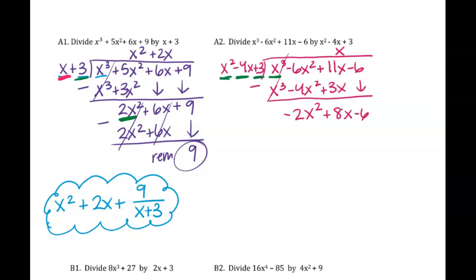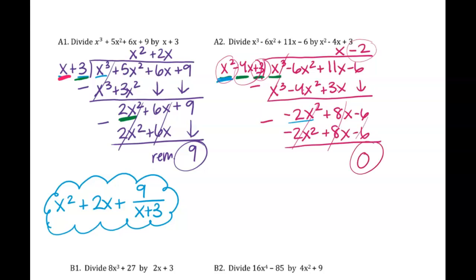So now we want to know x squared times what equals negative 2x squared. And that's going to be negative 2. So we'll put a negative 2 up here. So x squared times negative 2 is negative 2x squared. Negative 4x times negative 2 is a positive 8x. And 3 times negative 2 is negative 6. If we subtract, everything's gone. We have a remainder of 0. So our answer is just x minus 2.